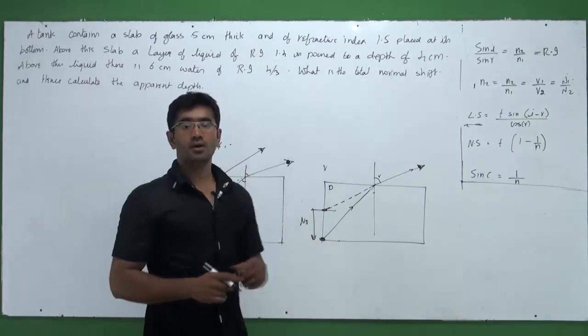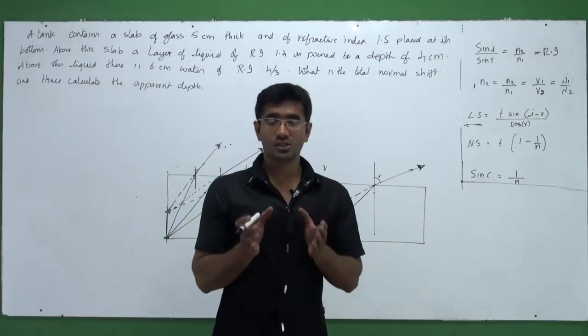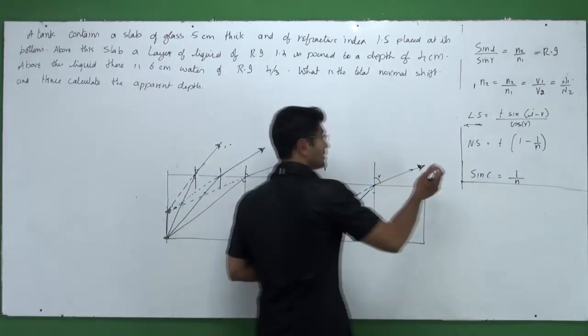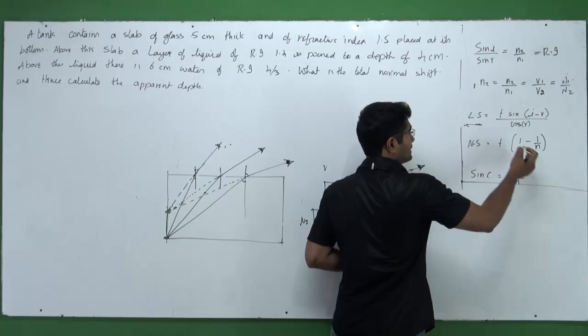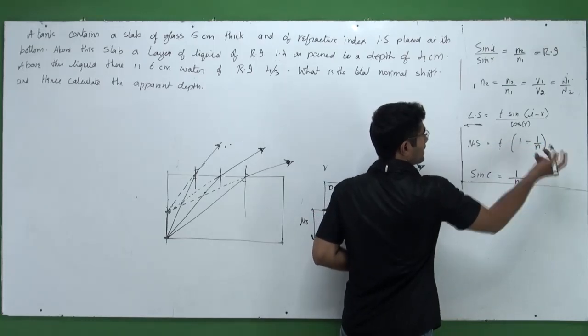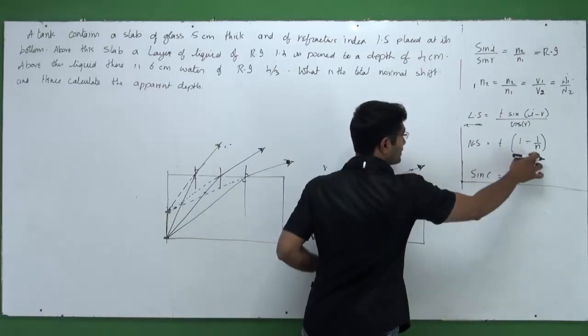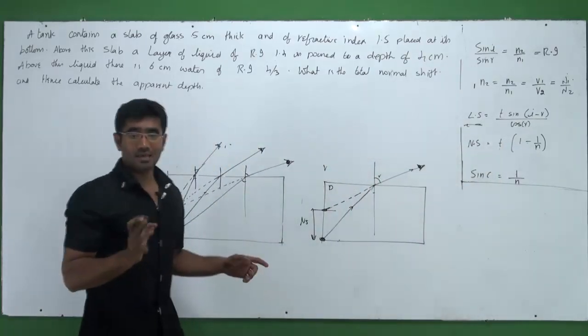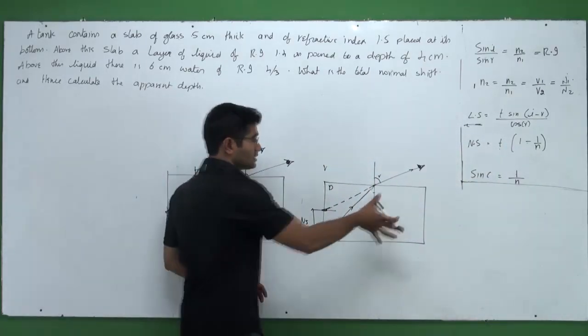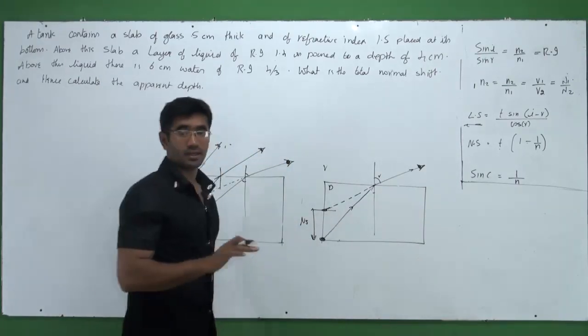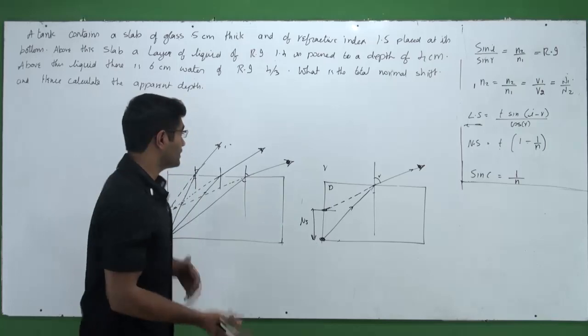Very simple. Now we need to understand on what parameters normal shift depends, and I see that the formula of normal shift says t(1 - 1/n). That's it. In that formula I have t and n, which is only two things. It means normal shift only depends on the thickness of the material and the refractive index of the material. That is it.